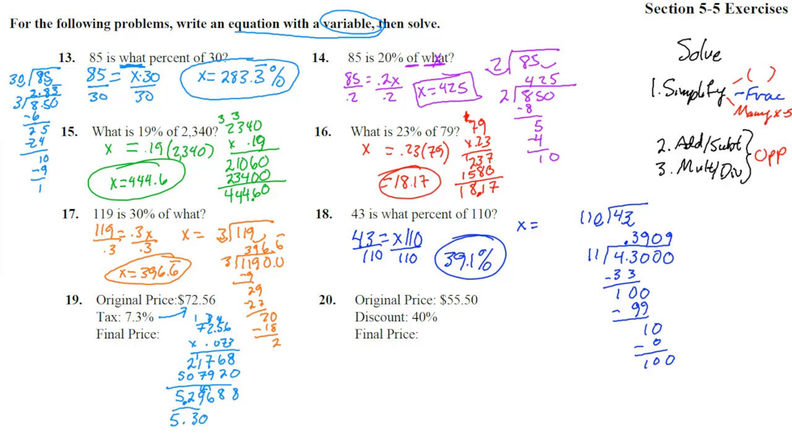So the amount of tax is 5.30, so let's add it, 72.56 plus the $5.30. 6, 5 plus 3 is 8, 2 plus 5 is 7, 7 there. So 77.86. Now note that there's our answer. There's our final price is 77.86. We took the rate times the original price, we added it to the original price, and it equals the final price.